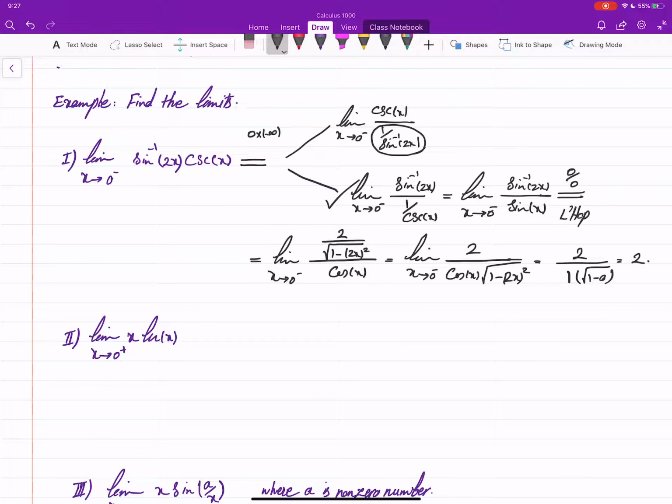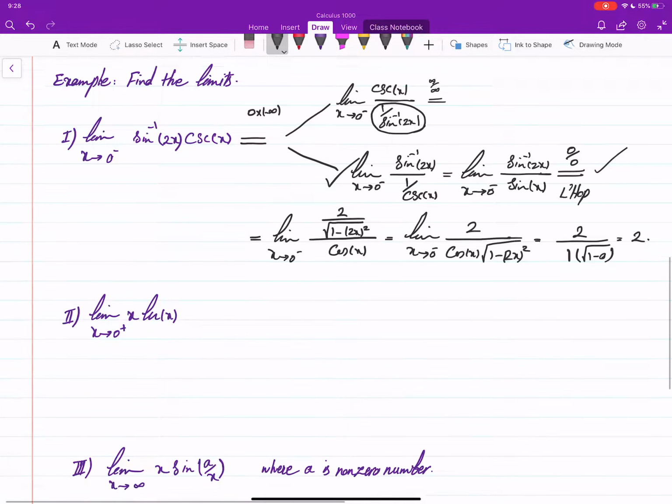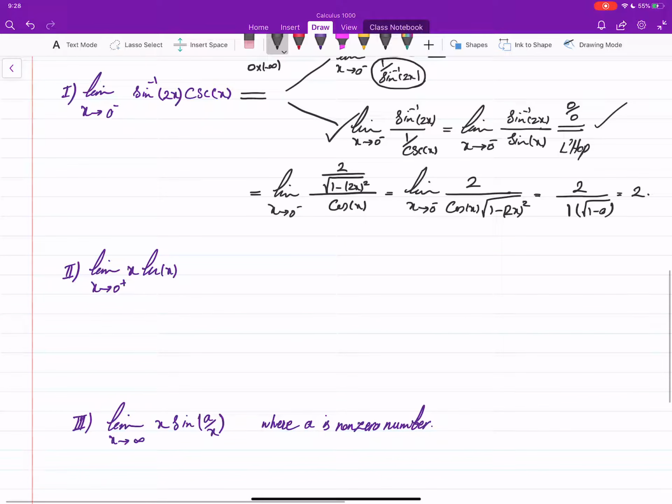Product indeterminate forms, you have to turn it to the 0 over 0 or infinity over infinity. This will be infinity over infinity. But we chose to go with 0 over 0. Why? Because in this case, it was easy, and you have L'Hopital's rule to resolve that.